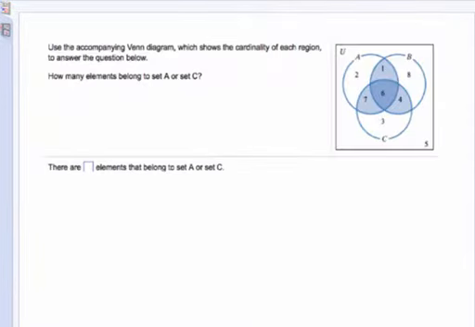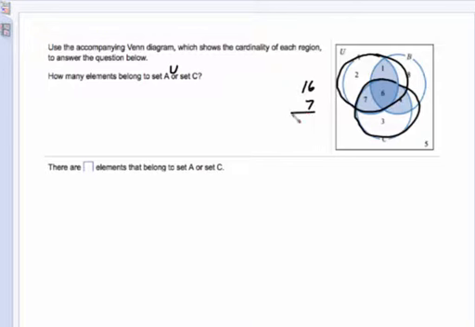Use this Venn diagram to answer the question, how many elements belong to set A or set C? That's union. A is all of this. C is all of this. And we just want to add those up. So 1 plus 2 plus 6 plus 7 is 16 right up in here. And then these guys have to be counted. 4 plus 3 is 7. Add that together is going to give us 23.